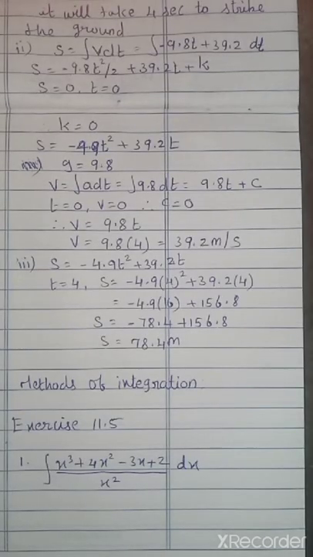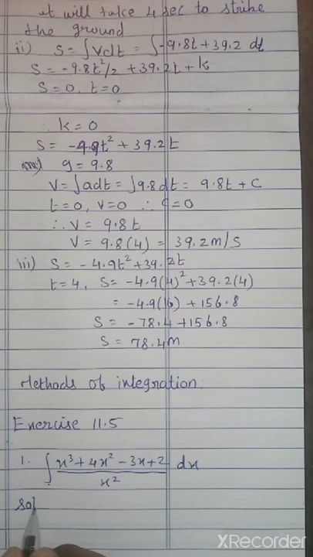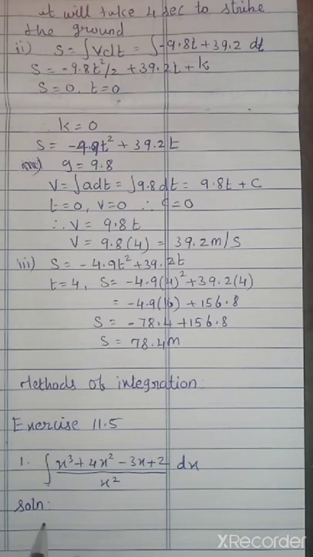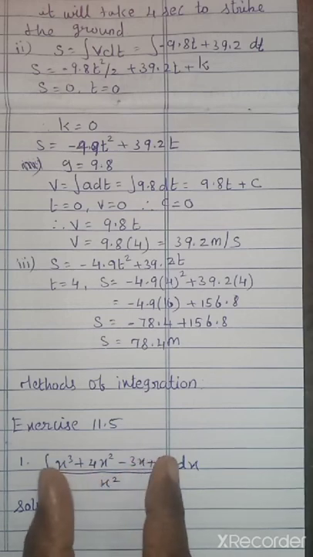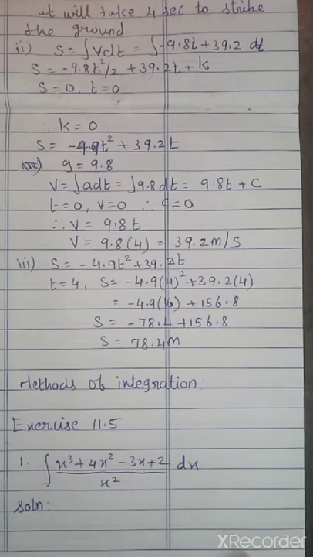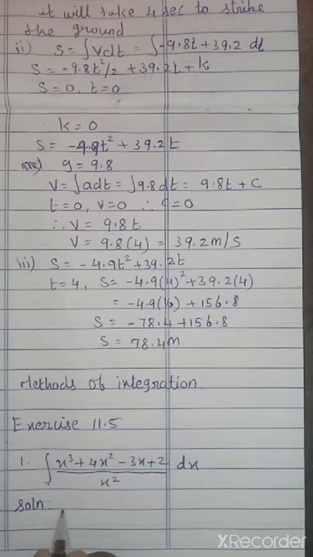Check your exercise 11.5. First question. Integrate the following function with respect to x. So question is, integral x cube plus 4x square minus 3x plus 2 by x square dx. So what is your first method, integration by decomposition, that is decomposition into sum or difference. So we are going to split this function, that is your decomposition. So how can we write this function?